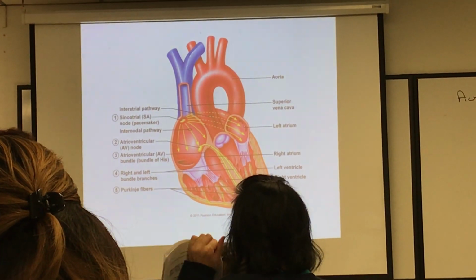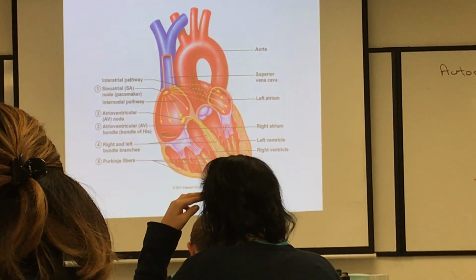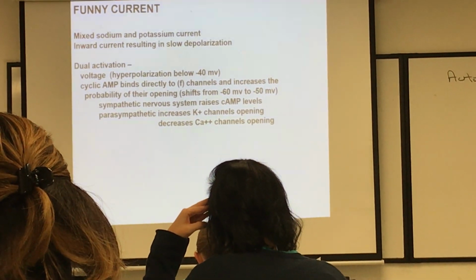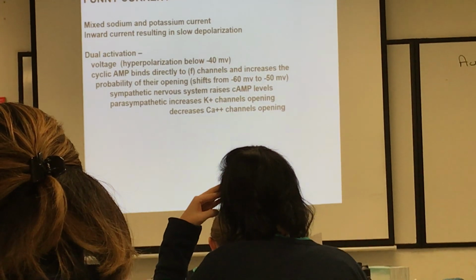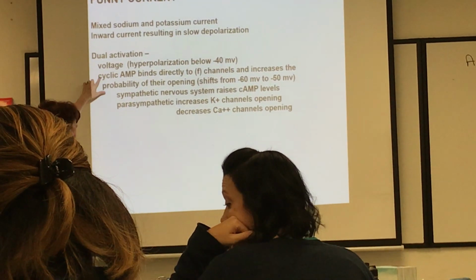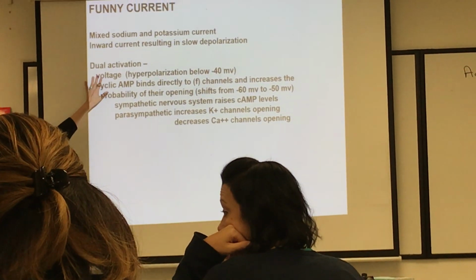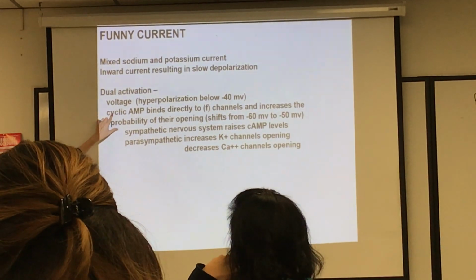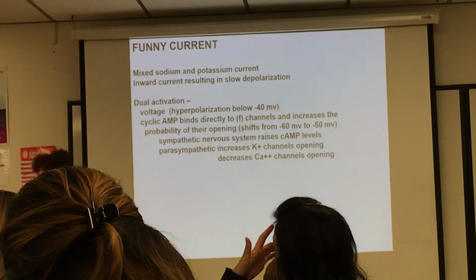But first, I want to look at how the autonomic nervous system modifies our heart rate. Okay? So this is talking about the funny current channels. So they're both voltage gated, all right? And they're both going to be activated by the binding of cyclic AMP.